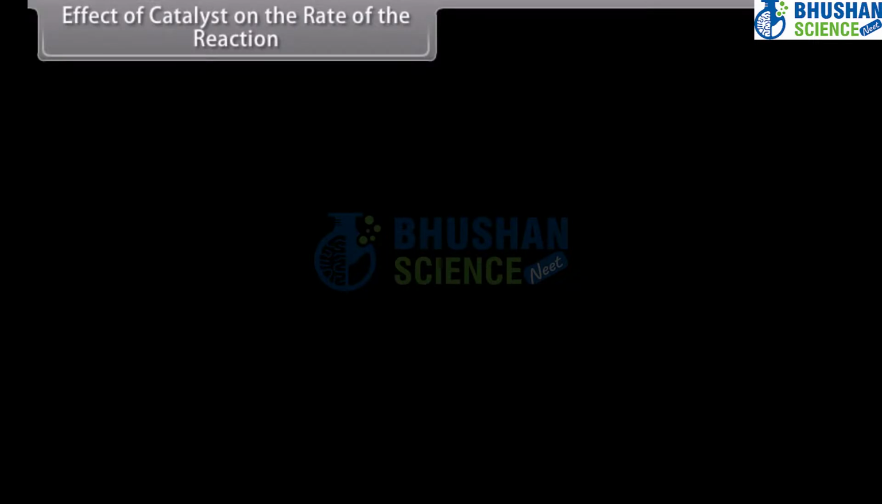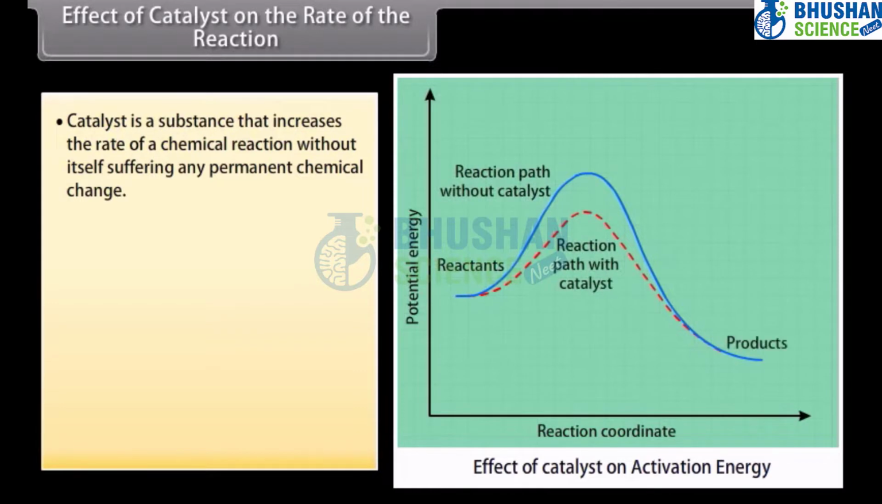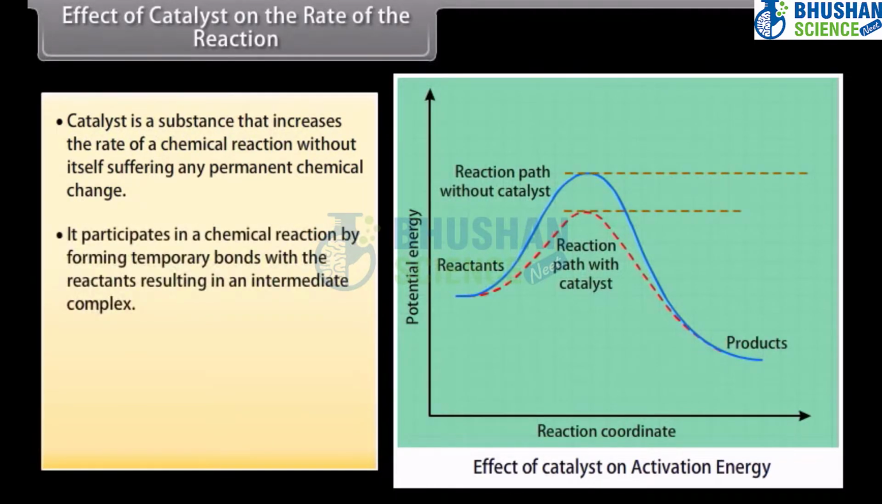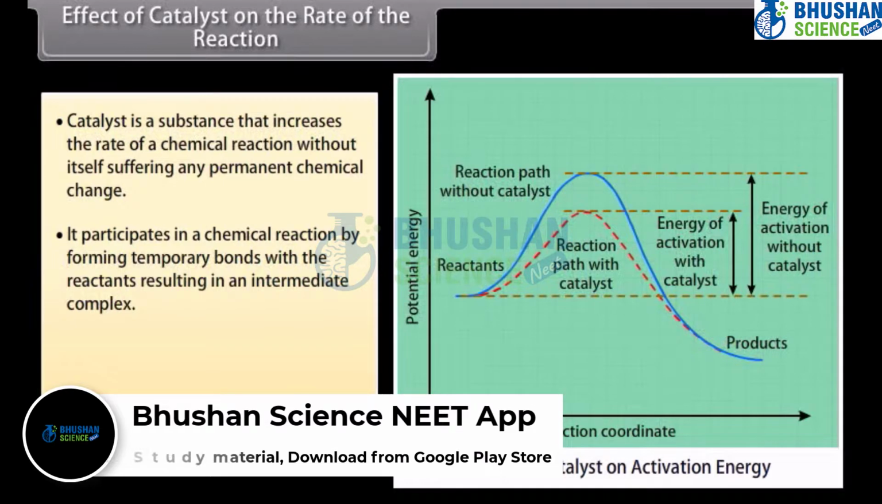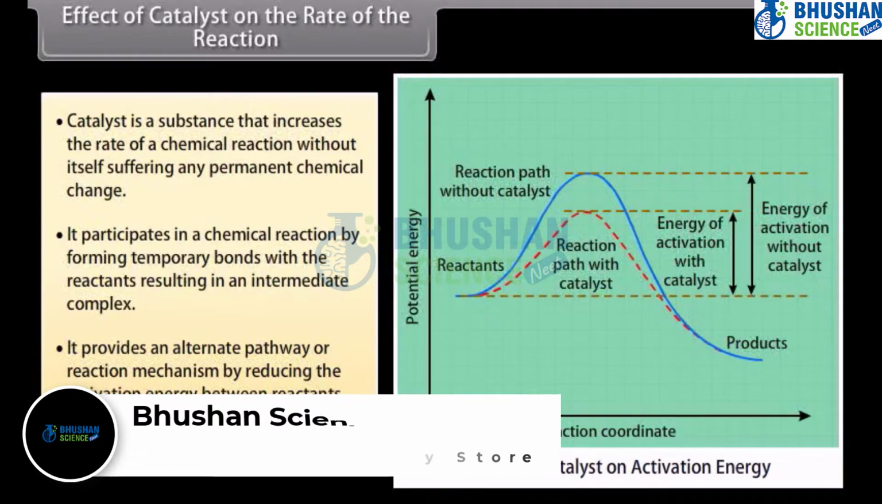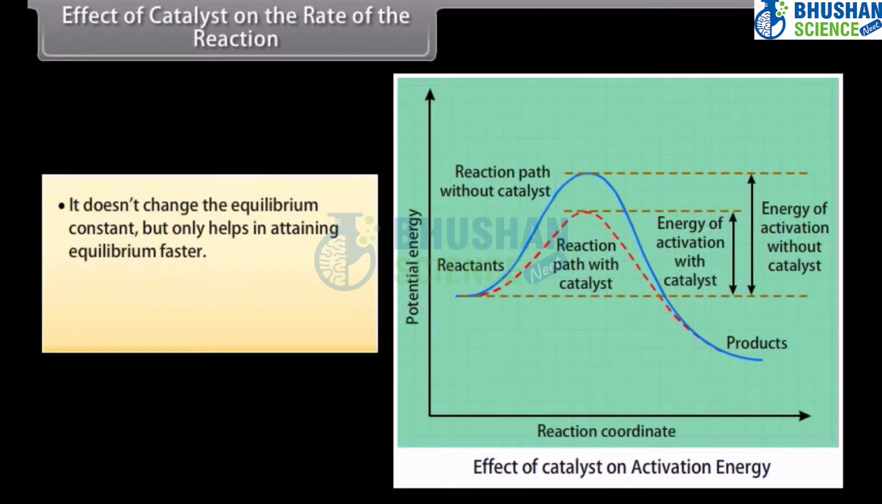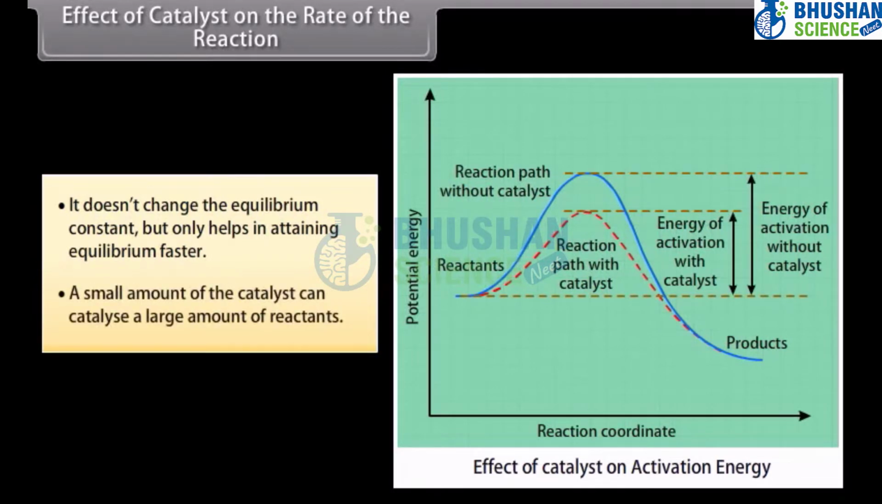Effect of catalyst on the rate of the reaction. A catalyst is a substance that increases the rate of a chemical reaction without itself suffering any permanent chemical change. It participates in a chemical reaction by forming temporary bonds with the reactants, resulting in an intermediate complex. It provides an alternate pathway or reaction mechanism by reducing the activation energy between reactants and products, hence lowering the potential energy barrier. It doesn't change the equilibrium constant, but only helps in attaining equilibrium faster. A small amount of the catalyst can catalyze a large amount of reactants.